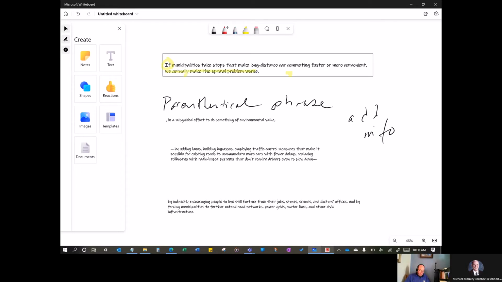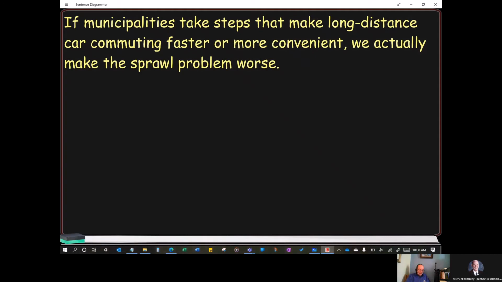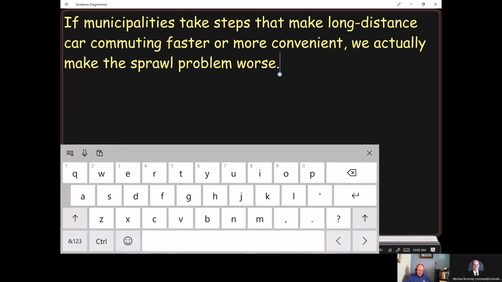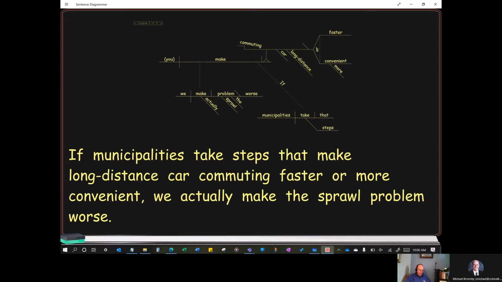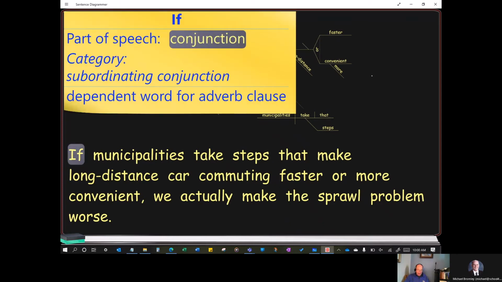Now let's see what that looks like in a sentence diagram. If municipalities take steps to make long-distance car commuting faster, more convenient, added the comma, we actually make the sprawl problem worse. Now this is a sentence diagrammer. I recommend this program. It's available for a very small license fee on the Windows store. We have a lot of different ways we can look at this. So one of the problems with diagramming is that it doesn't understand the meaning of the sentences, so it's able to just sort of pull apart, well, what does the word if do, right? So that's a subordinating conjunction, and in this case it kind of threw it right there in the middle.